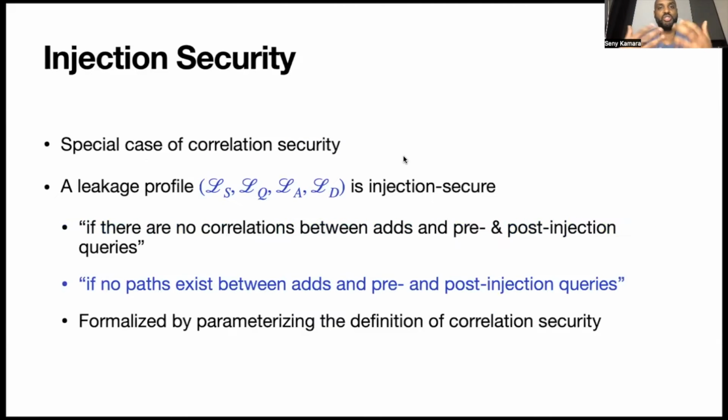And we can formalize injection security as a special case of correlation security. In particular, we'll say that a leakage profile is injection secure if there are no paths between adds and pre- and post-injection queries.